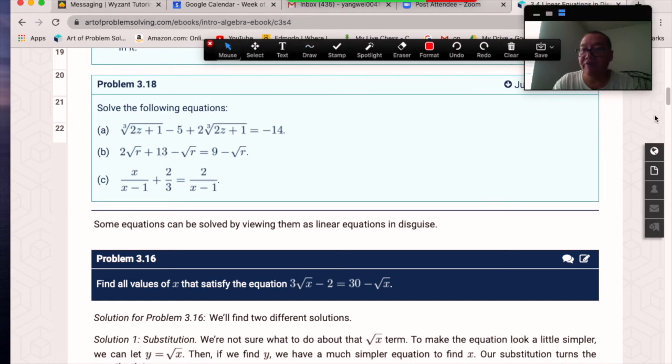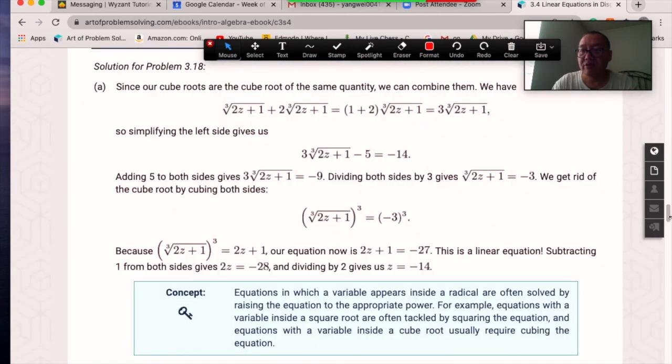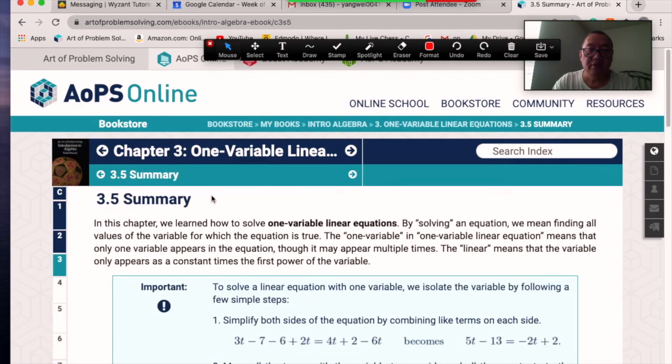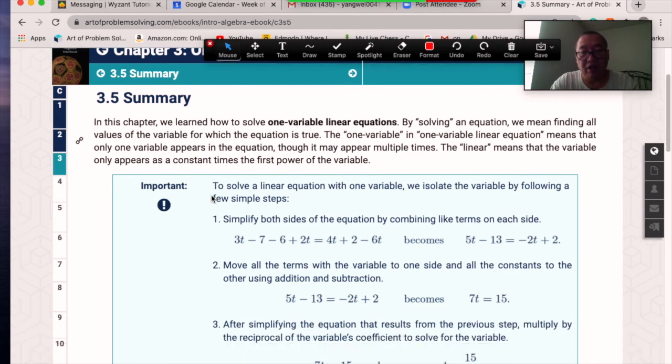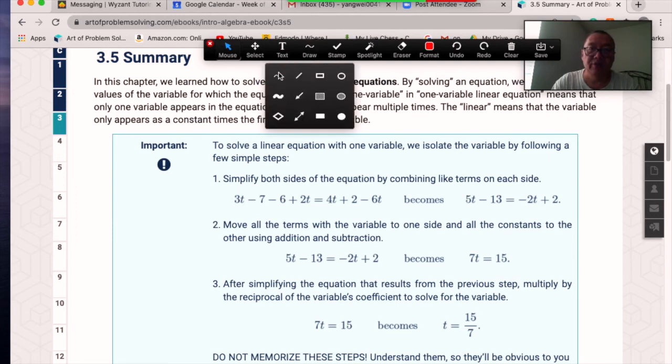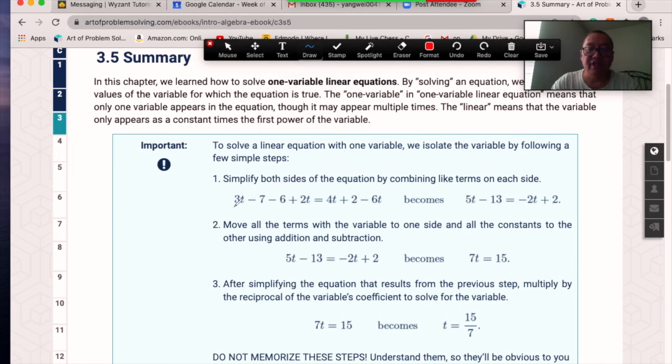Now, actually, we already finished this chapter. Then let's go to the summary. In this chapter, we learned that a one variable linear equation only has one variable in your equation. You can see here, you only have t in your equation, right? Usually we use x. And also the exponent of your variable is by default 1. That makes this equation a linear equation. Otherwise, your equation will not be a linear equation.